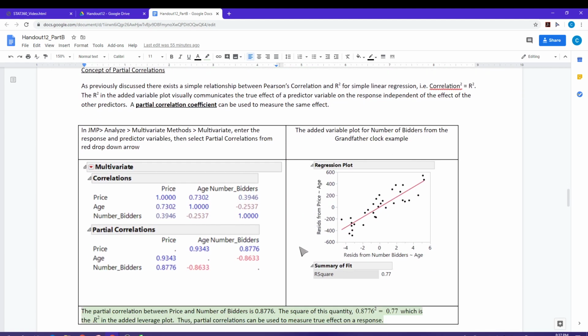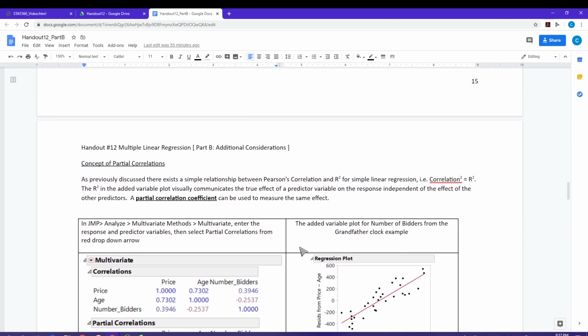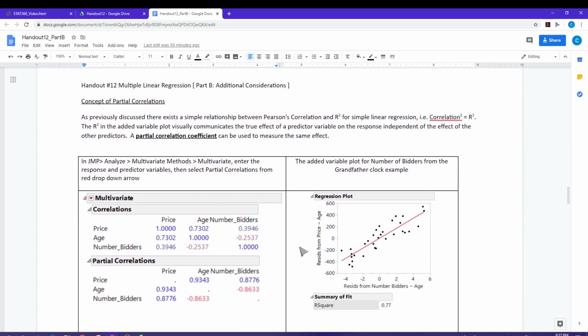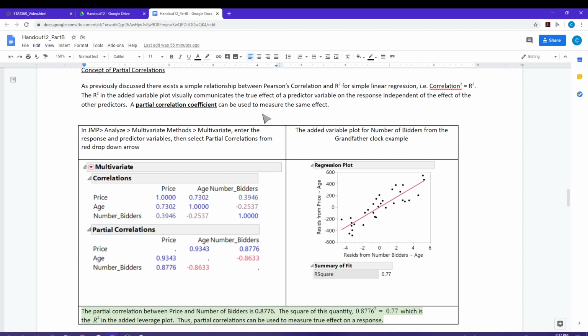How about the concept of partial correlations? So here on page 16, we have the idea of partial correlations. As we discussed previously, for a simple relationship, Pearson's correlation and the R-squared are essentially measuring the same thing. The R-squared in an added variable plot can be used to understand the effect from the additional information that the predictor is giving me.